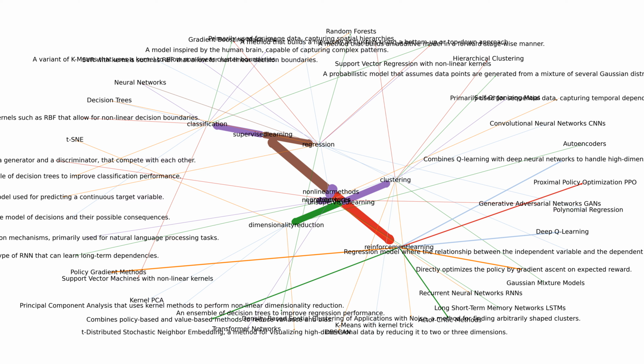Method: Recurrent neural networks (RNNs). Description: Primarily used for sequential data. Capturing temporal dependencies. Method: Long short-term memory networks (LSTMs). Description: A type of RNN that can learn long-term dependencies. Method: Generative adversarial networks (GANs). Description: Consist of two networks, a generator and a discriminator, that compete with each other. Method: Transformer networks. Description: Uses self-attention mechanisms, primarily used for natural language processing tasks.